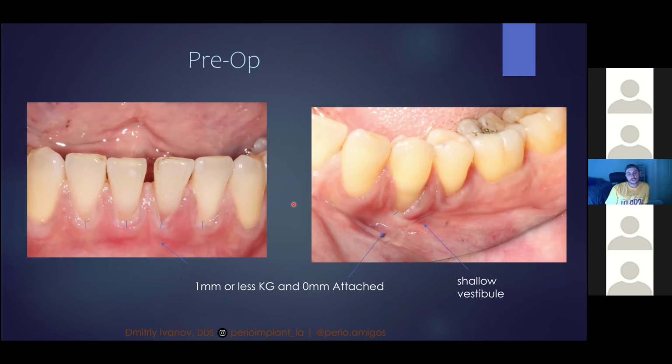So if we're looking at this particular case, this is the same patient who has lower anteriors that have been progressing over time. He has a very limited zone of keratinized gingiva, almost no vestibule here, it's just all mucosa. And obviously severe recession, 0 millimeters of attached gingiva, shallow vestibule.